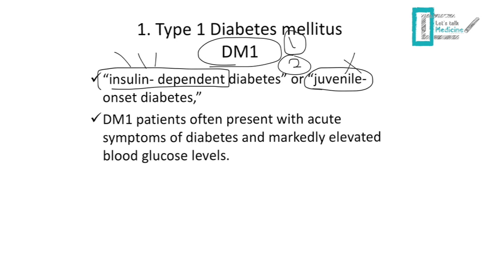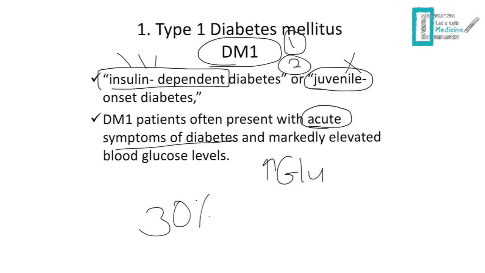A good number of diabetes type 1 patients present with acute symptoms of diabetes and markedly elevated glucose levels. In fact, about 30% of diabetes type 1 patients present with diabetic ketoacidosis, which is a life-threatening complication of diabetes. This made several studies suggest measuring islet autoantibodies in relatives of those with type 1 diabetes to try to limit acute complications.